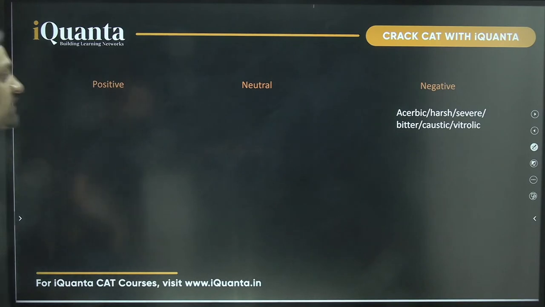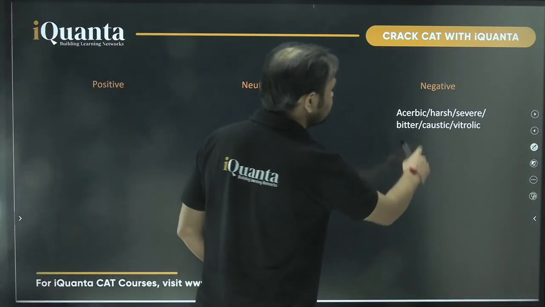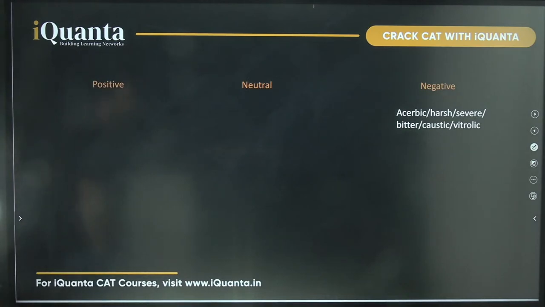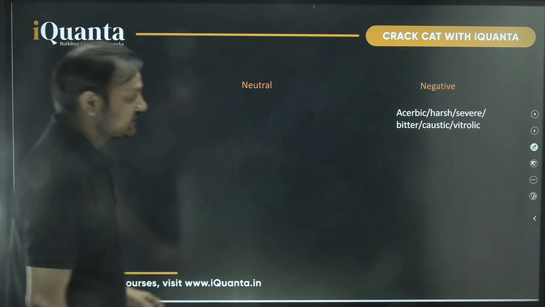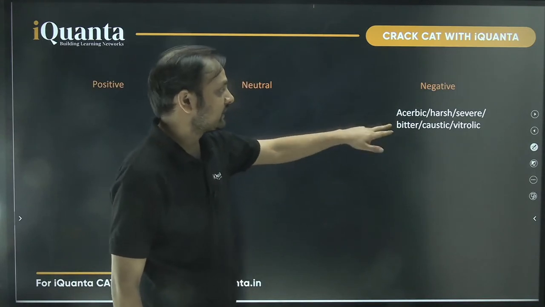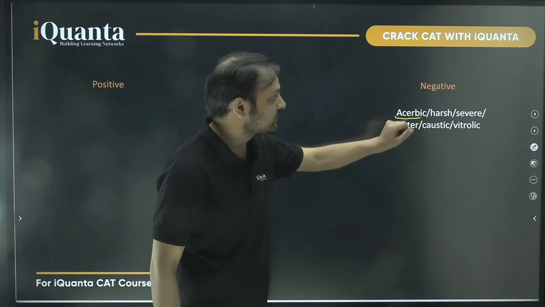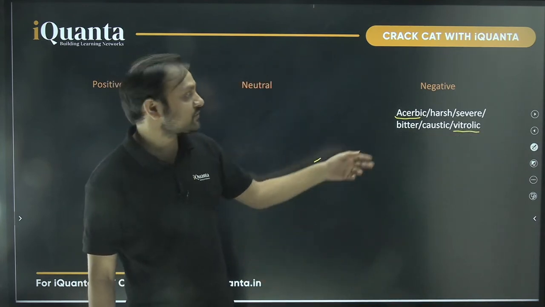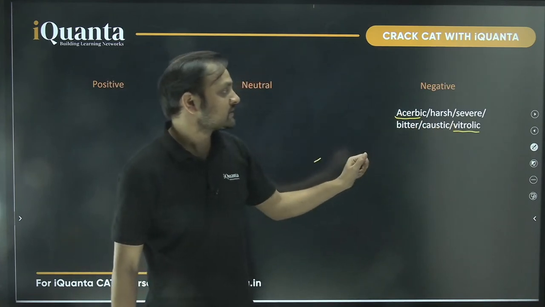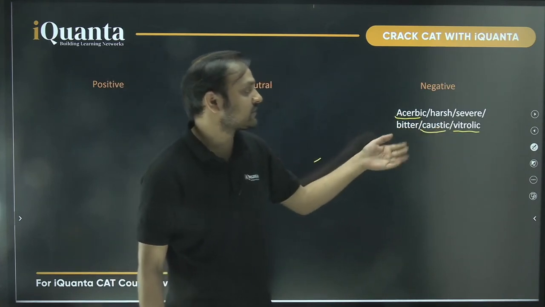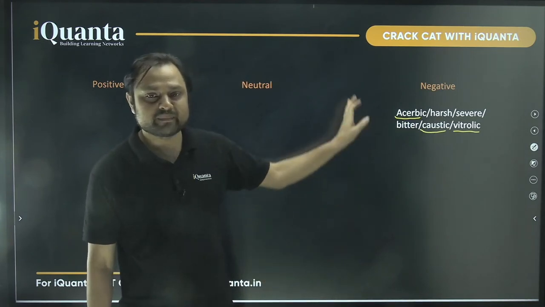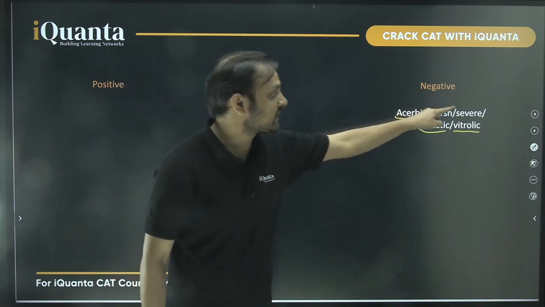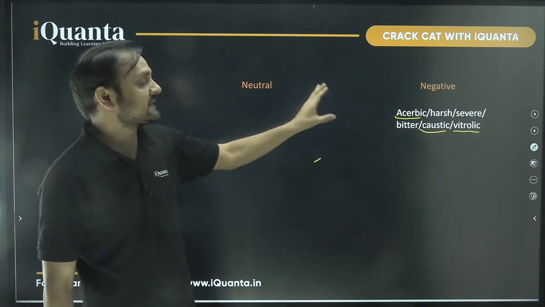So the examples could be acerbic, harsh, severe, bitter, caustic or vitriolic. All these words are almost synonymous. They all represent the same kind of tone and they all represent a very negative tone. So you see that it could also be a question of vocabulary. If you understand the word acerbic, if you understand the word vitriolic, only then will you know whether the tone is acerbic or vitriolic or not. So we just need to understand their meaning. And once you understand the meaning of these words, only then will you understand that this is the tone.